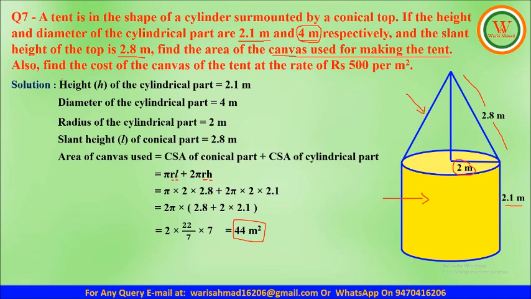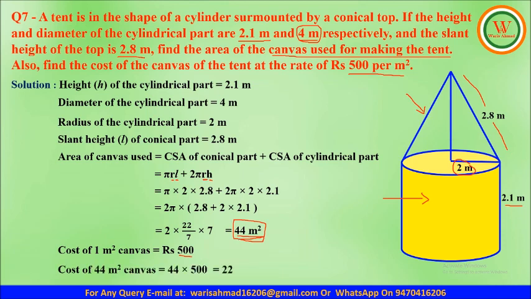Now the next line of the question: find the cost of the canvas of the tent at the rate of rupees 500 per meter square. According to the question, the cost of 1 meter square of canvas is given as rupees 500. So we have to find the cost of 44 meter square of the canvas. So here we can write cost of 44 meter square of canvas will be equal to 44 into 500, and finally we can write 22,000 rupees. So this is the final solution of this question.